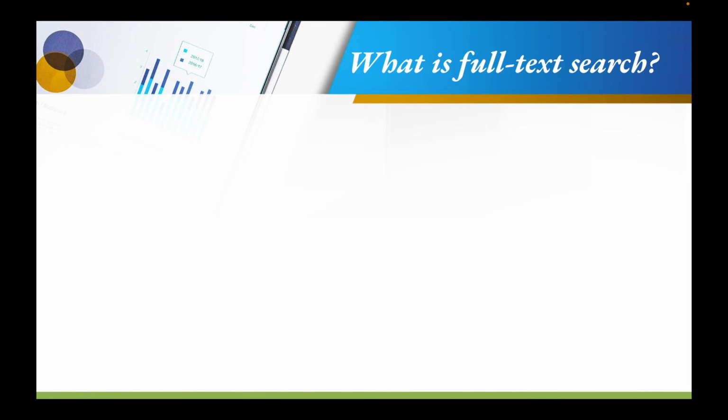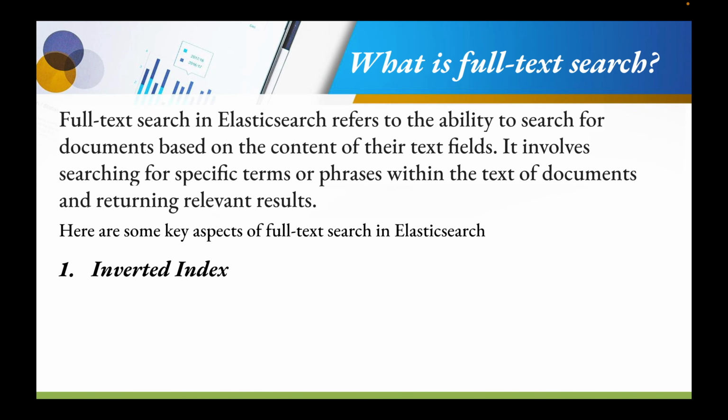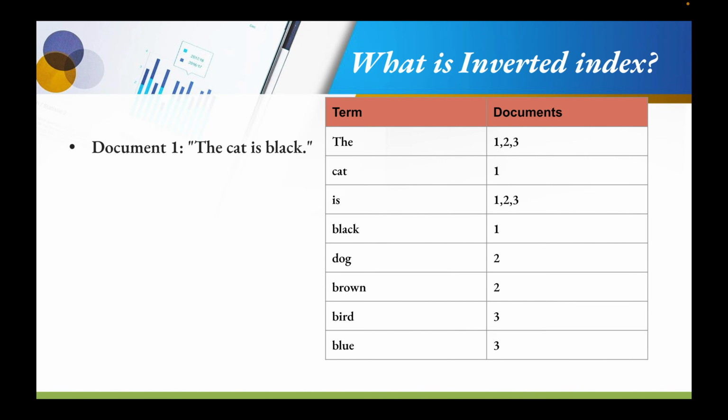So what is full text search? It is the ability to search for documents based on the content of their text fields. Basically, it searches for specific terms or phrases within the text of the documents and returns relevant results. Elasticsearch has some key aspects of full text search: inverted index, tokenization, querying, and analysis. Elasticsearch internally makes use of these to make performance better.